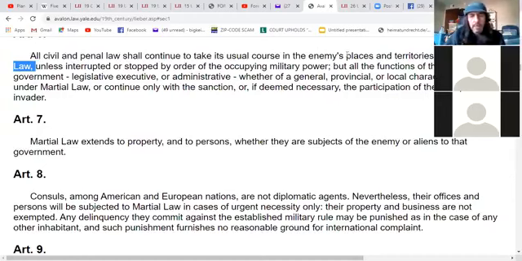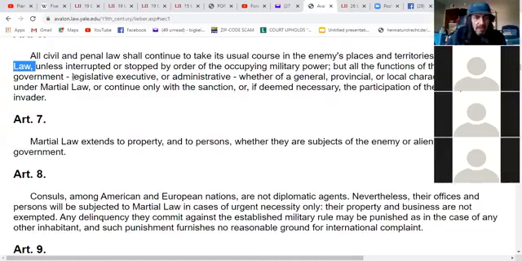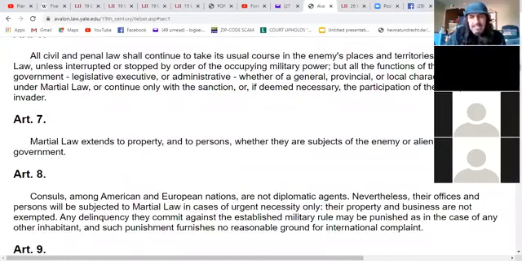Self-admittance that they are in the place of an enemy. They are calling us enemies, and they are in our places and territories under martial law. Unless interrupted or stopped by order of the occupying military power, but all the functions of the hostile government, legislative, executive, or administrative, whether of a general, provincial, or local character, cease under martial law.